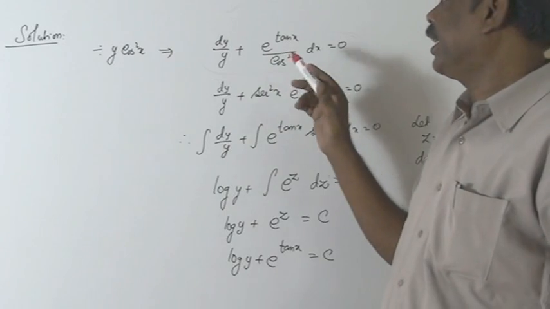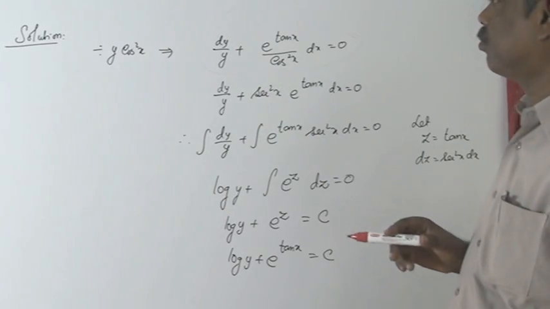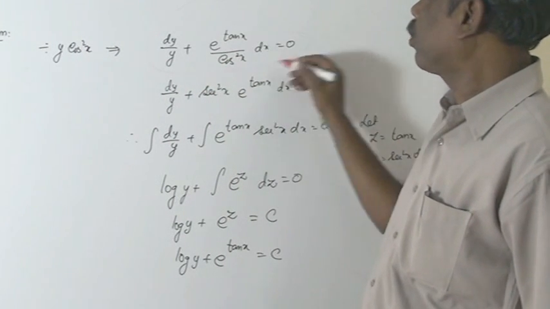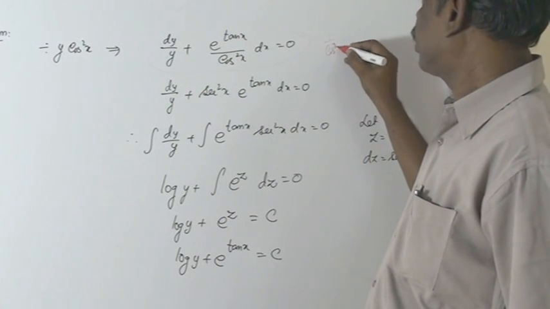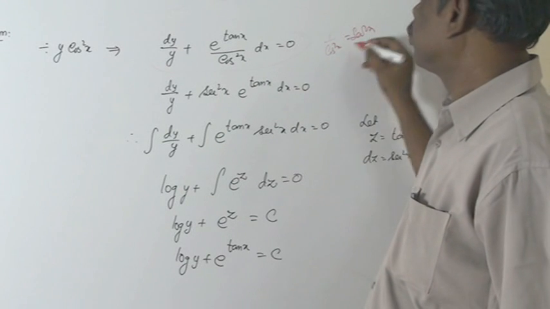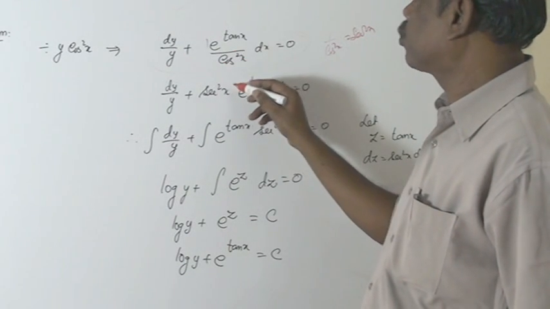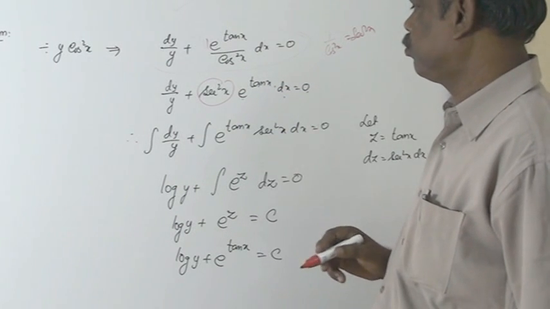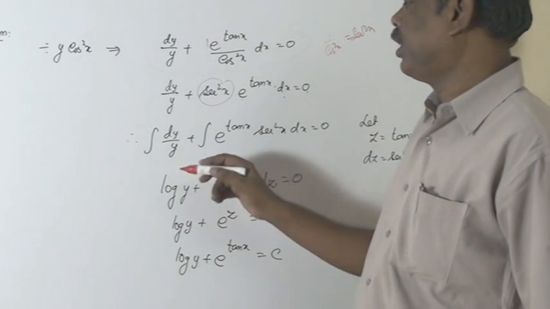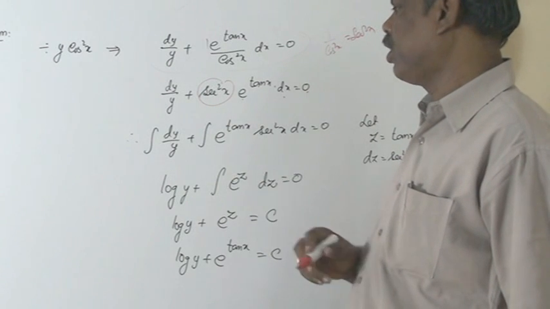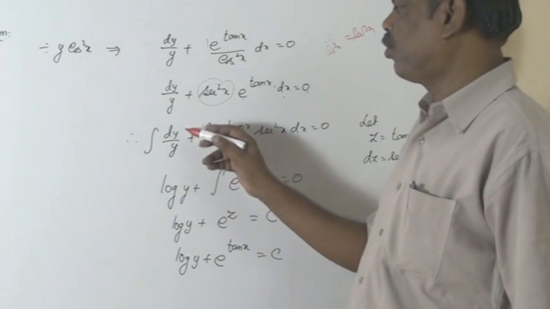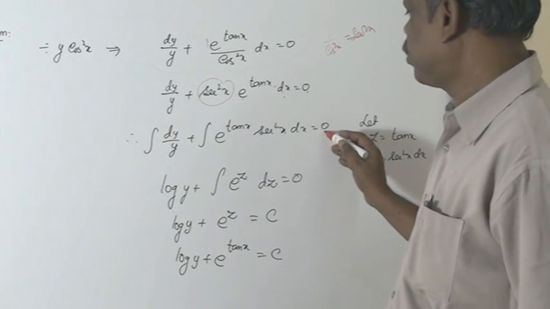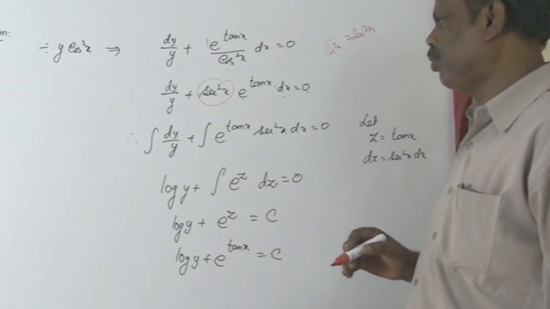In order to integrate this, you have to rearrange the terms. Therefore dy by y, and what is 1 by cos square x? 1 by cos square x is equal to secant square x. So I am changing 1 by cos square x to secant square x: dy by y plus e power tan x into secant square x dx equal to 0. Now after that you have to integrate to convert it into an ordinary equation.